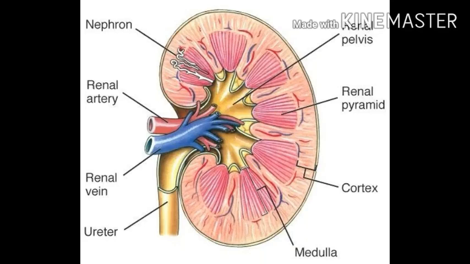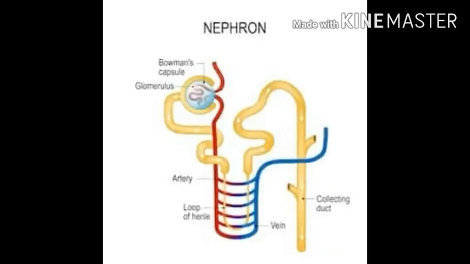There are millions of filtering units inside the kidneys called nephrons. Nephron is the structural and functional unit of kidney. This is the structure of a nephron. The main function of nephron is to filter the blood, purify it, and produce urine. Each nephron has a cup-like structure known as Bowman's capsule, which continues into a narrow tubule. This tubule opens into a collecting duct. All the ducts open into the renal pelvis of kidney, which leads into the ureter.